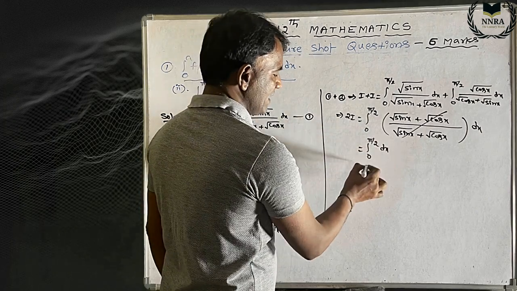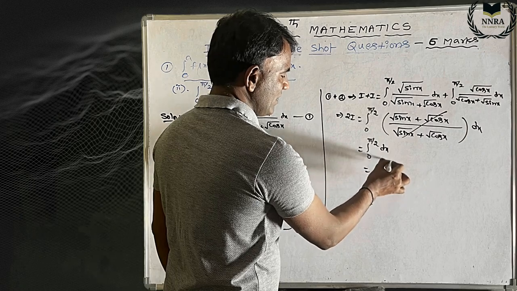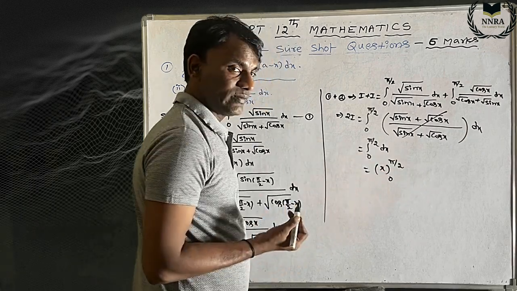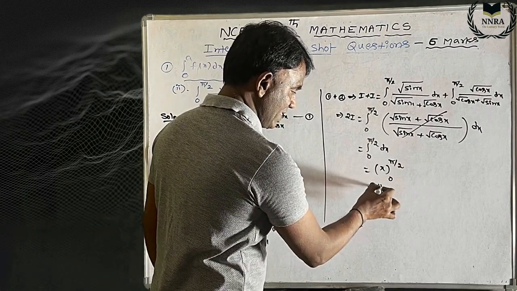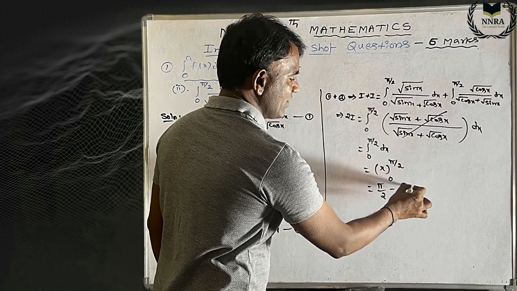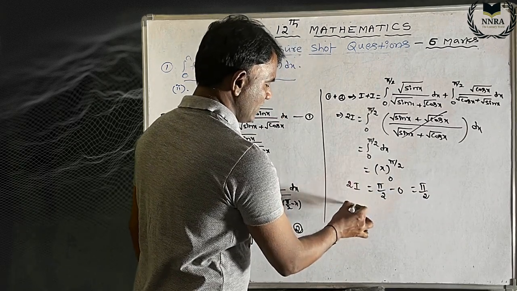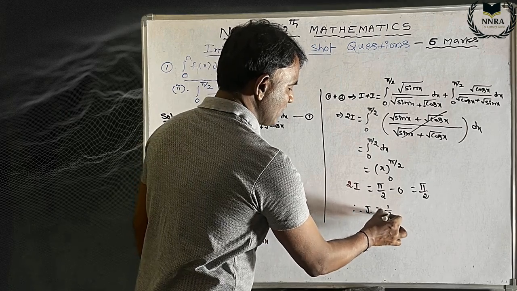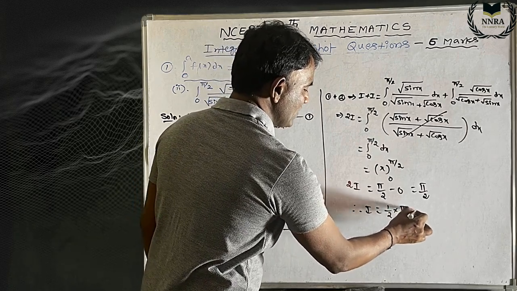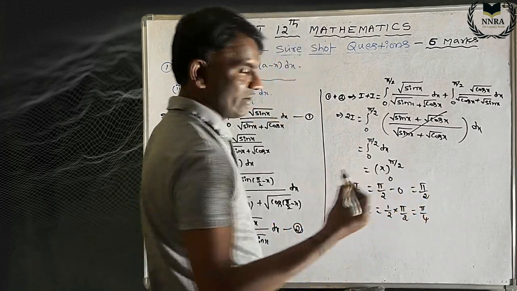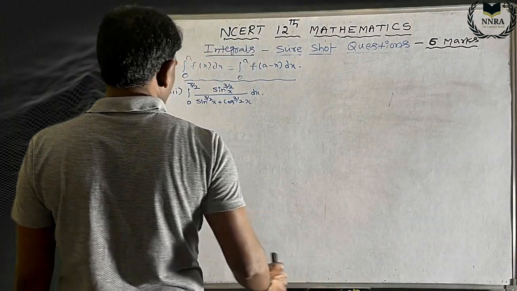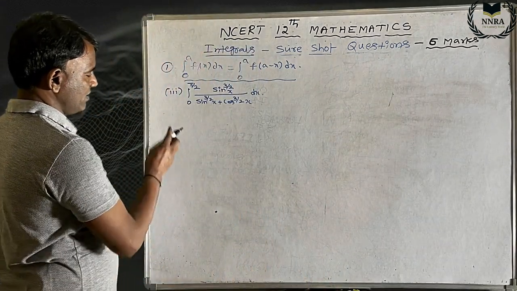But what is integral dx? That is x. Limits are 0 to pi by 2. So first substitute the upper limit in the place of x, then the lower limit. So pi by 2. Now this is 2I, but we want the I value. That can be written as 1 by 2 into pi by 2, which equals pi by 4. Okay, now this is the third question.